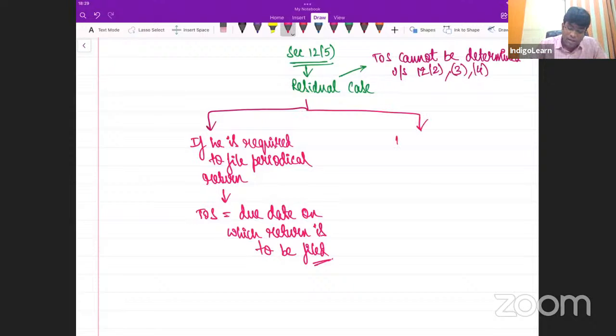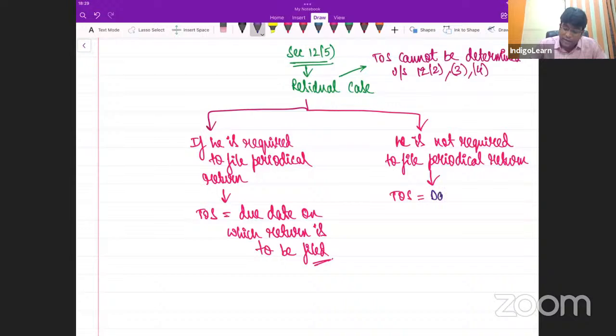And in case where he is not required to file periodical return, that means he is an unregistered person, then law said a simple answer, time of supply will straight away be the date on which tax is paid. Which day he paid the tax, that day only will become time of supply. Such a simple, powerful concept. What is the line used? Time of supply will straight away be what, sir? The date on which tax is paid. Which day he paid the tax, that day only will become time of supply. Straight, simple answer given in the law. The date on which tax is paid, that day only will become time of supply. So which case all this, my dear friends?